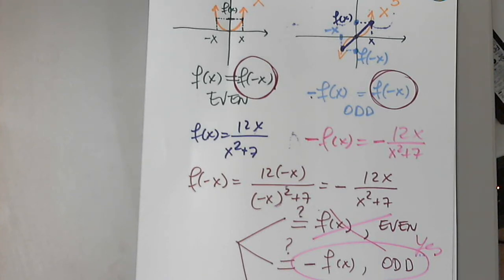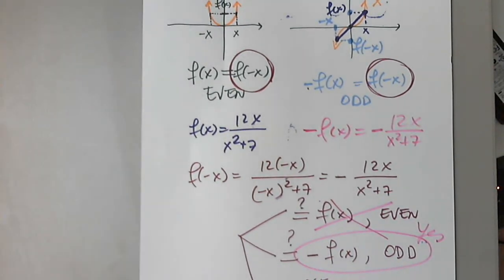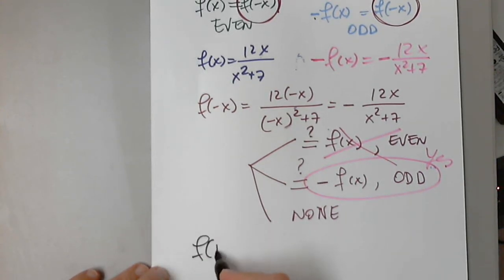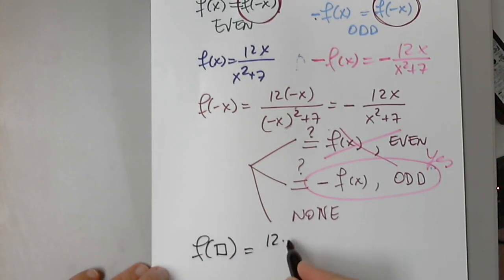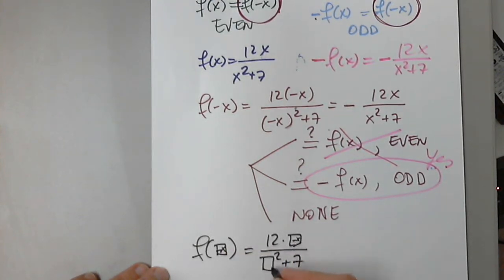Any questions? Is this okay? Yes, please. So when you plug in the negative x, is the answer negative 12x, or does the numerator and denominator both change? So f of this equals 12 times this. If this is negative x, this is negative x, and this is negative x.